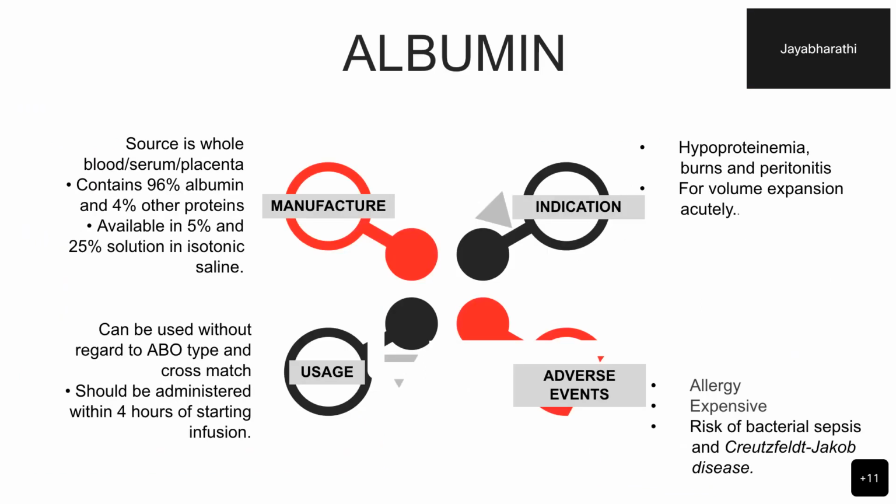Next comes the albumin. Albumin source is whole blood serum and placenta. It contains 96% albumin and 4% other proteins, available in 5% and 25% solution in saline. Indications: hypoproteinemia, burns, peritonitis, and for acute volume expansion. It can be used without regard to ABO type and cross matching, and should be administered within 4 hours of starting infusion. Adverse events include allergy, and it is a little expensive, and there is a risk of bacterial sepsis and Creutzfeldt-Jakob disease.